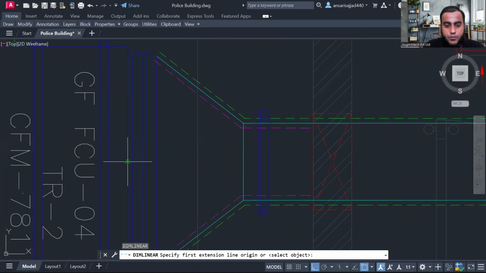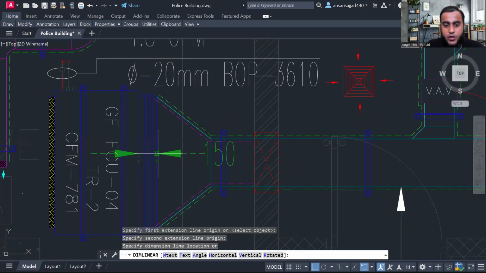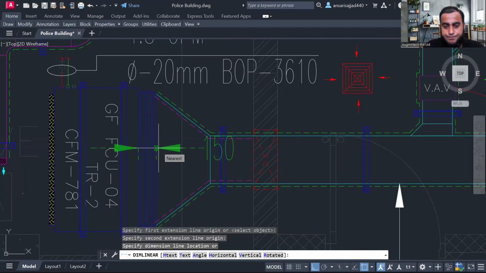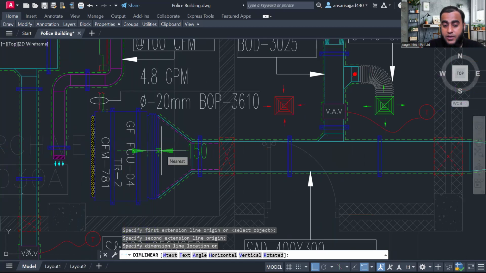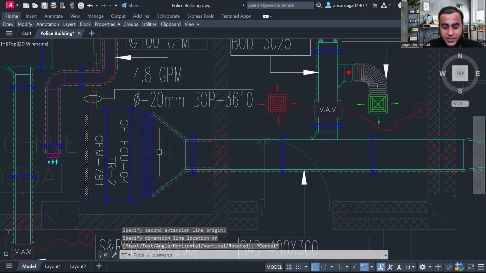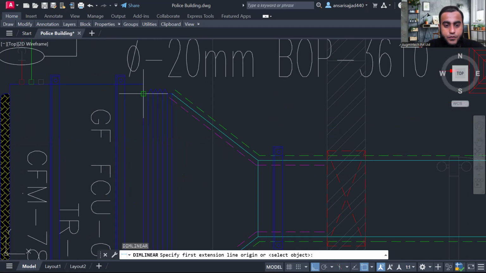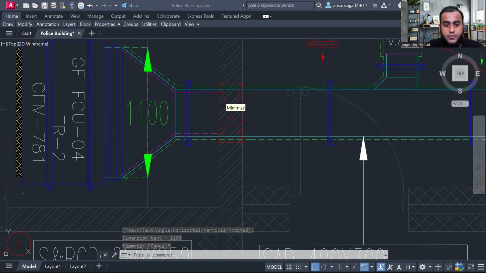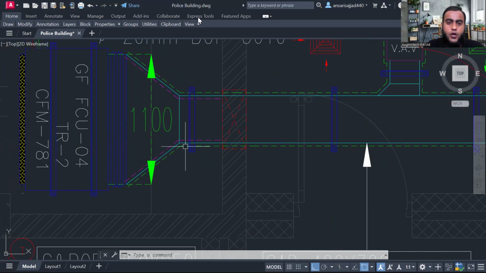From this point to this point, you can easily measure. See, the total length of this flexible connector is 150 mm. Here remember, each and every value is in millimeter because we are working in millimeter. Clear? And what is the width of this flexible connector opening, from this point to this point? See, it is 1100. Okay. Clear? That all I will explain to you.